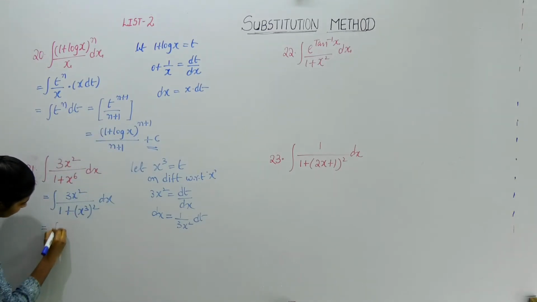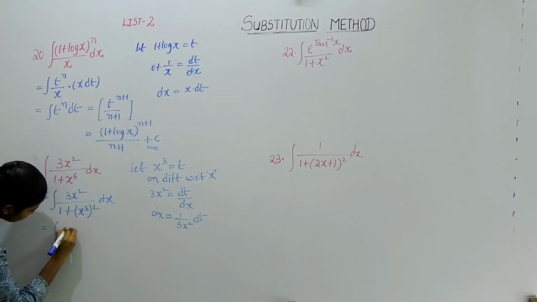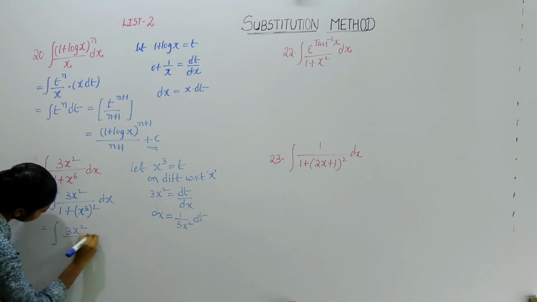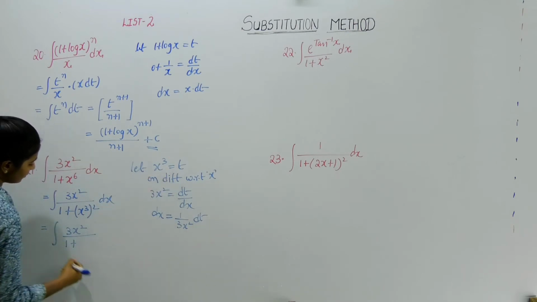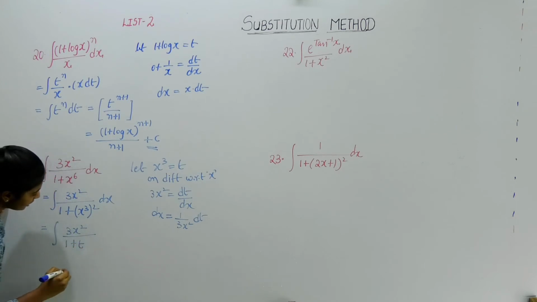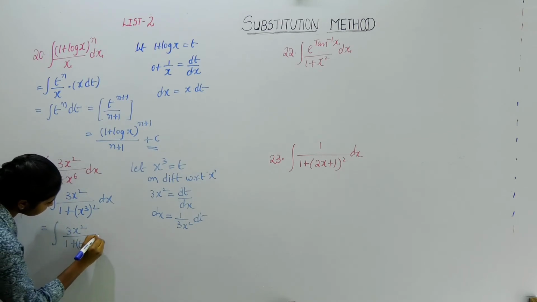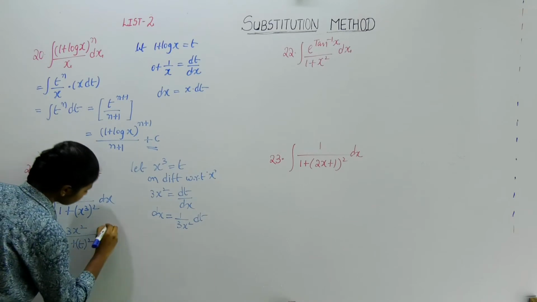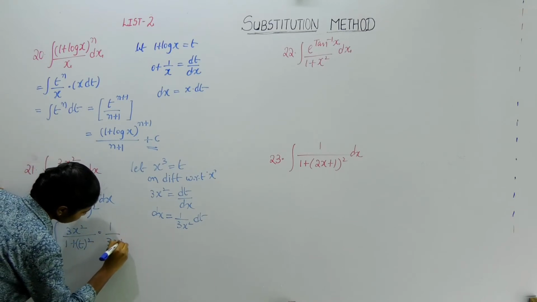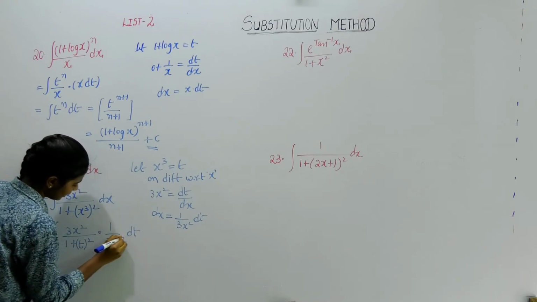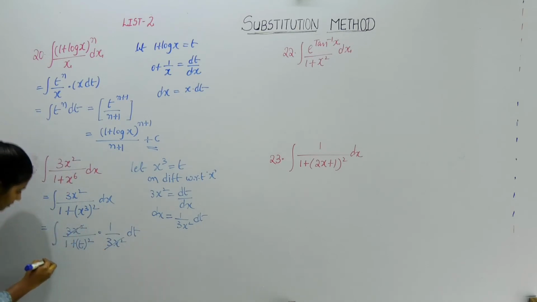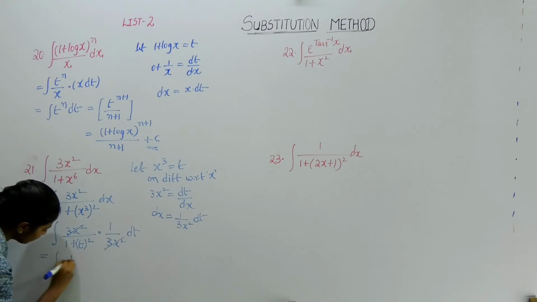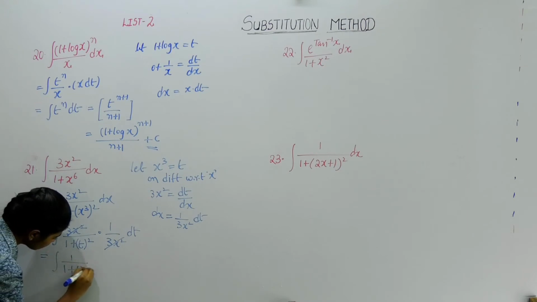When we substitute it here, we get integral 3x square by 1 plus, in the place of x cube, we substitute t. It becomes t square. And in the place of dx, we substitute 1 by 3x square dt. Now, 3x square gets cancelled and we are left over with integral 1 by 1 plus t square dt.